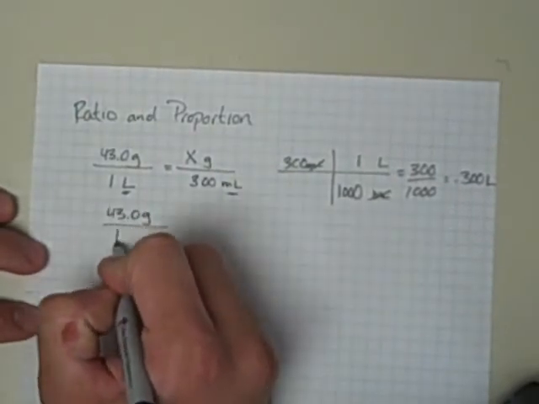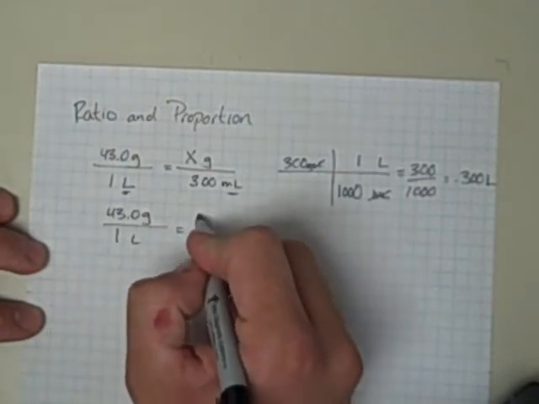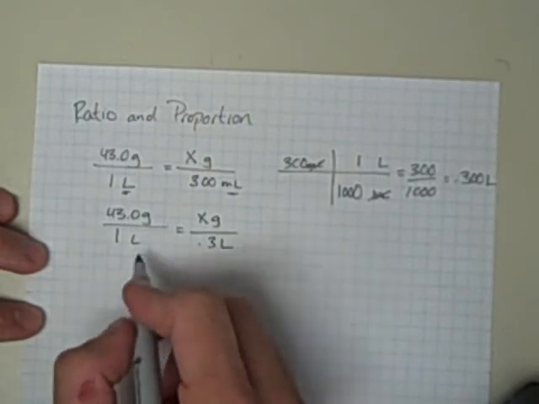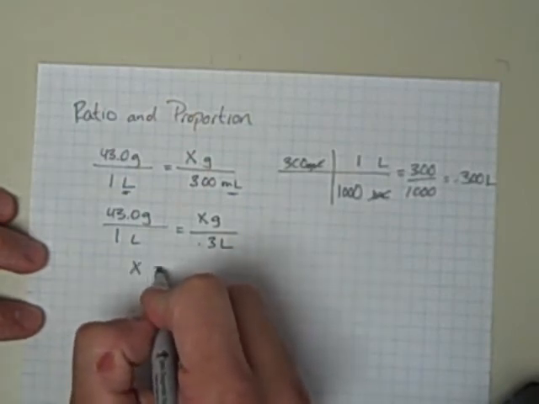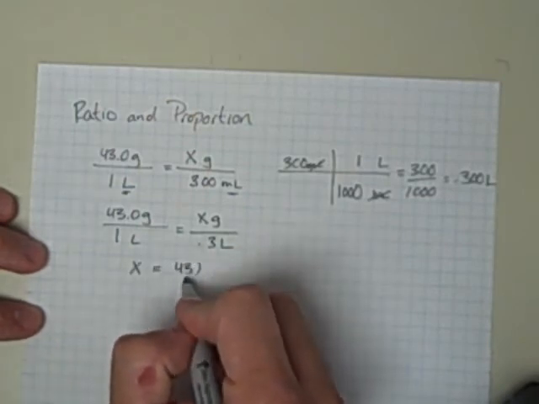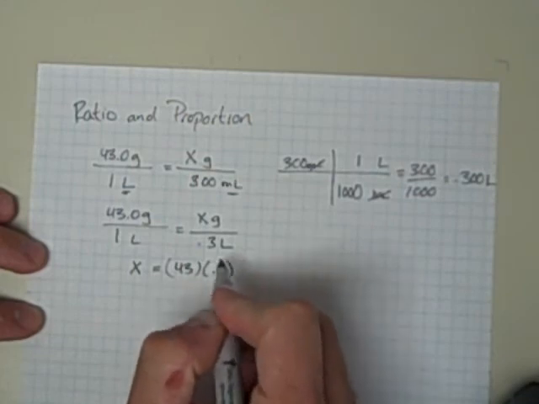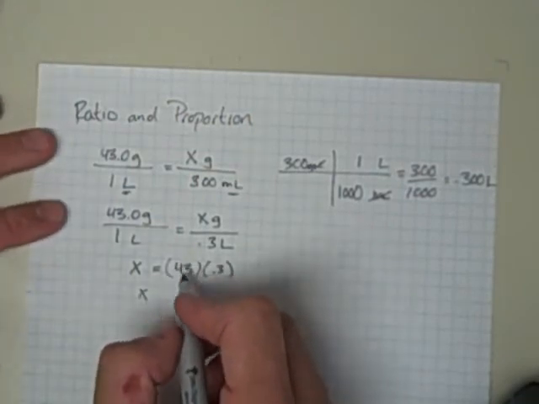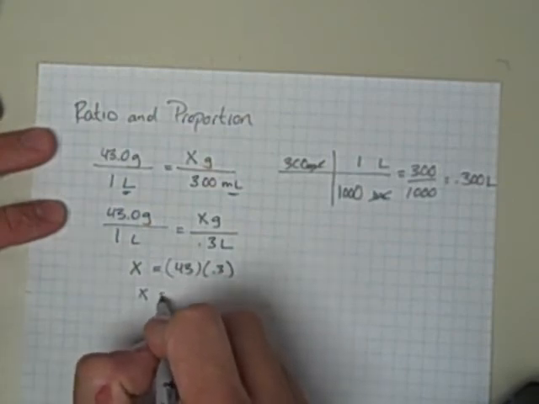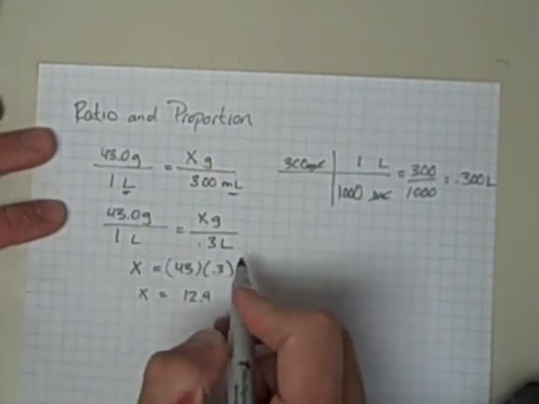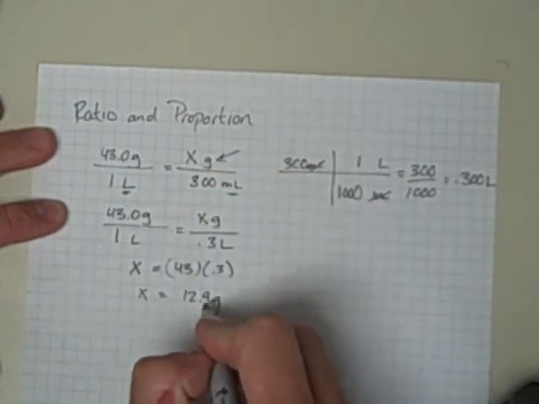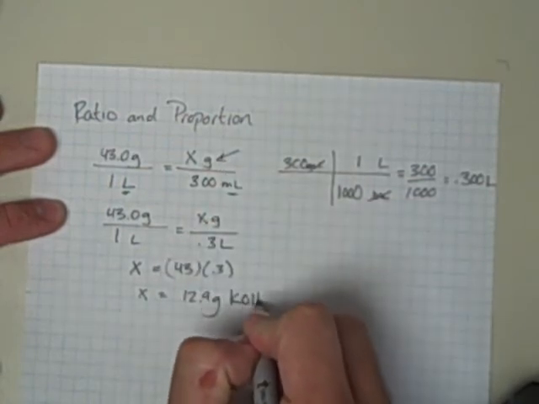Okay, so I can go in here and I can set this up again. 43 grams for every 1 liter is going to be how many grams in 0.3 liters? I cross multiply and I get x equals 43 times 0.3. And when I work this out, I get x equals 12.9. I go back up. What were the units I was looking for? Grams. So I can put grams, KOH.